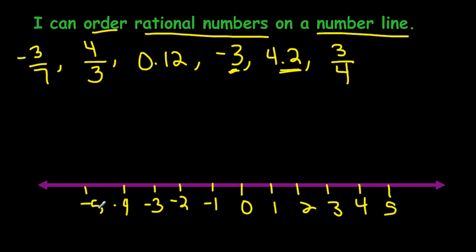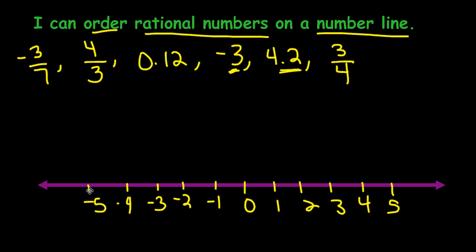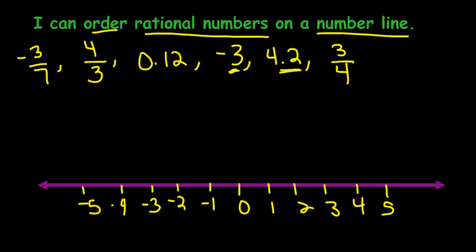Now, this is the strategy. Ooh, that 5, maybe -5, is a little far. Oops, that's not going to work. I'll move that -5. You want your spacing to be close to the same when you make a number line. It might not be perfect, but it should be close.